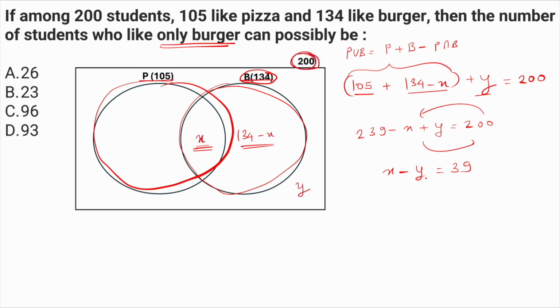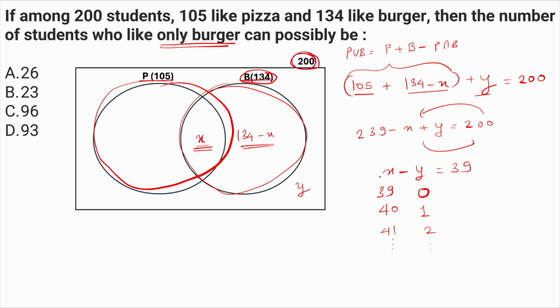We start by taking the minimum value possible for Y. Being a number, an integer rather, it should be equal to 0. Number of people is never negative. So the minimum value Y can take is 0. In that case, X will take the value 39. Now, the next value Y can take will be 1. To maintain the difference 39, X will be 40. The next integral value Y can take is 2. To maintain the difference 39, X will be 41. And now this will keep on going forward.